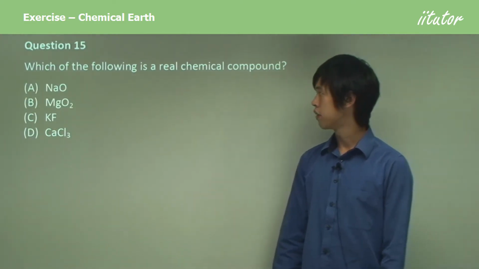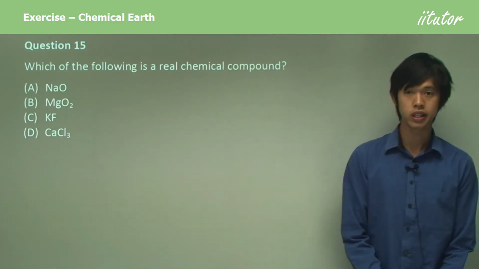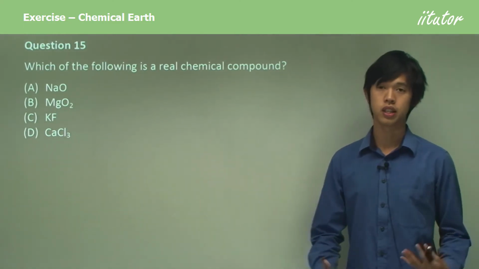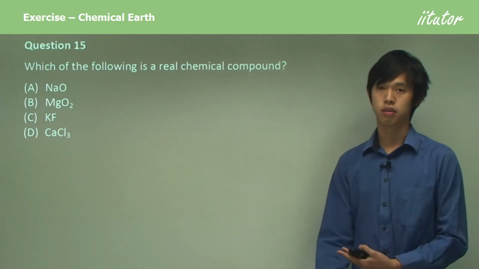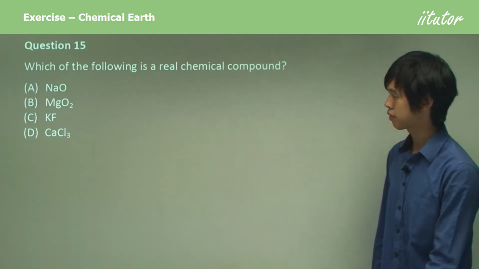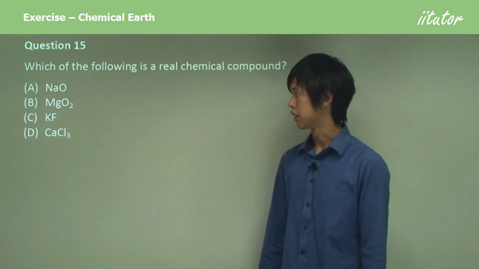Which of the following is a real chemical compound? By real, what we mean here is which one can actually physically exist. Some of these cannot possibly happen. So let's have a look.